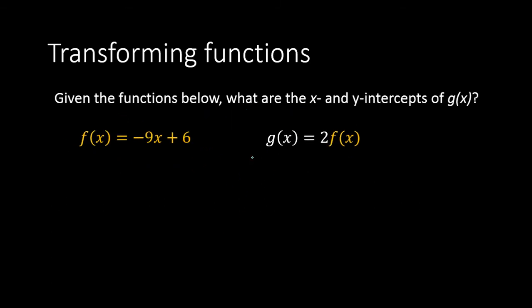So given the function below, what are the x and y-intercepts of g of x? So this time we need to find the x and y-intercepts. So I've got f of x. I know that g of x is equal to twice f of x, so I'll take f of x and multiply it by 2.